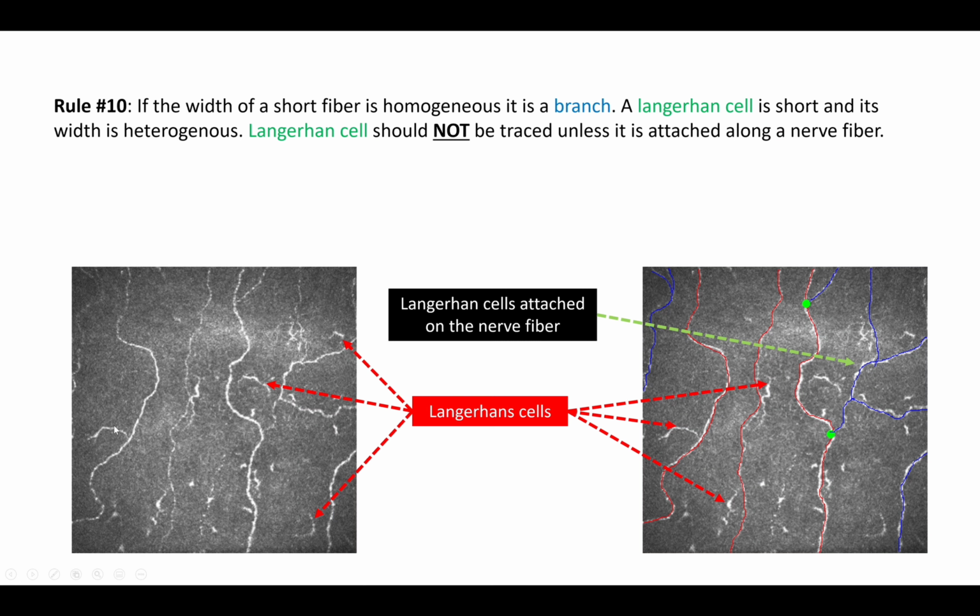Here's an example of another Langerhans cell that looks like a branch. We will not trace this. As you can see, its width varies. This is short.